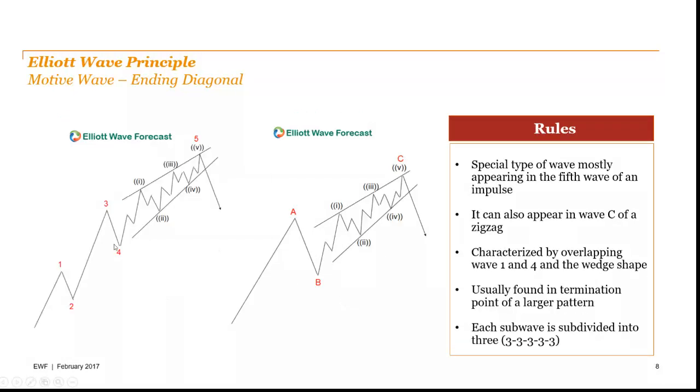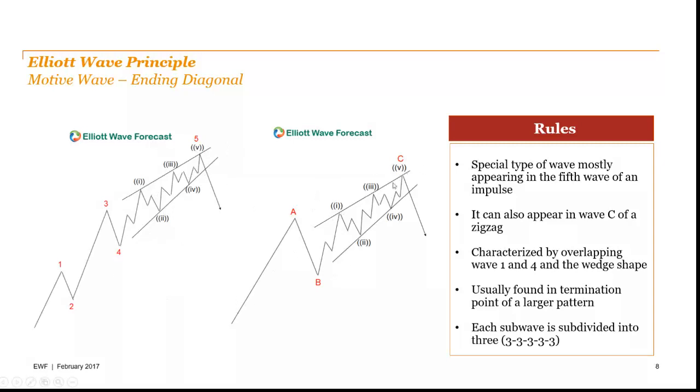All right. Ending diagonal happens within wave 5, but with the same kind of characteristic, overlapping 4 and 1 and then looking like a wedge, converging like this. It can happen within wave 5, it can happen within wave C. Remember, ABC zigzag is a 5-3-5, so this C leg can be a 5-wave impulse, or it can be a 5-wave diagonal.